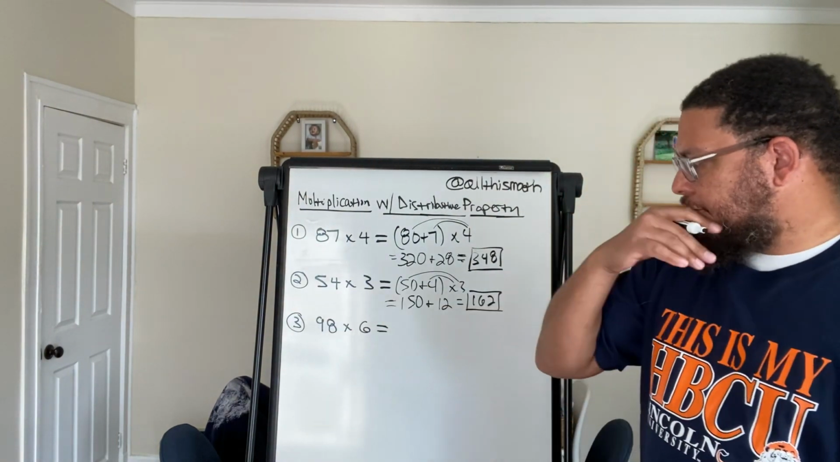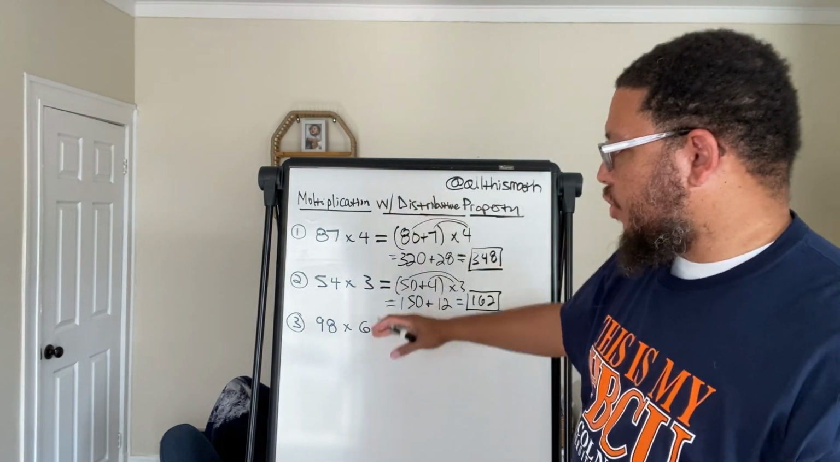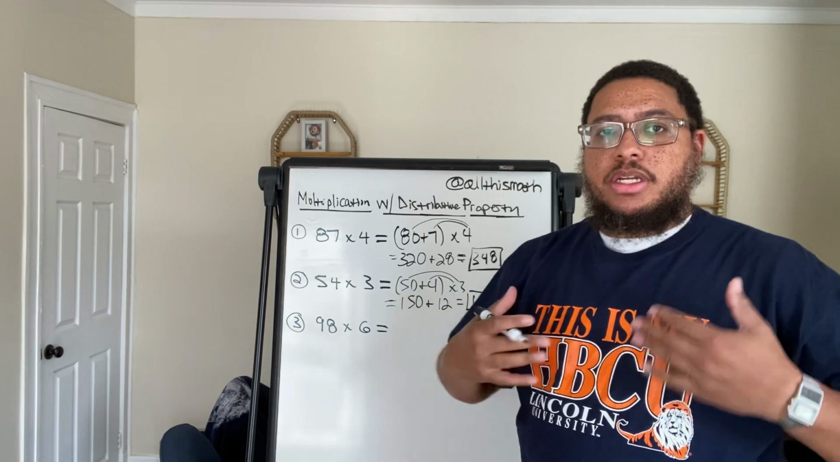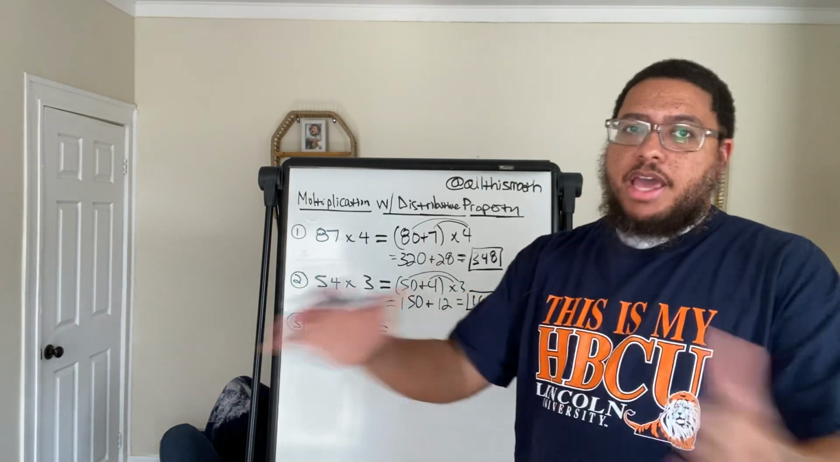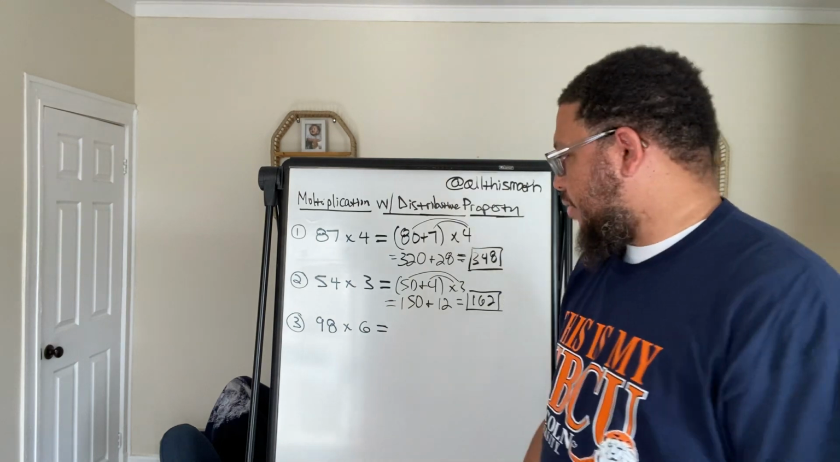All right. Last but not least, 98 times 6. Now, here's another thing. Check this out. I'm going to do it the way we did the first two. Then I'm going to do it another way, right? Just to show you how many options we have in math. That's another reason that I love math, because math gives you so many options in terms of problem solving. It just gives you a lot of options, right?